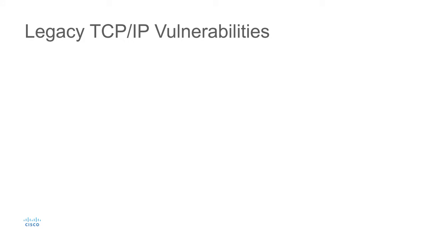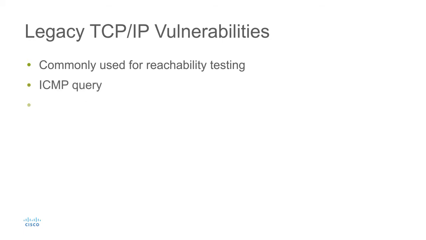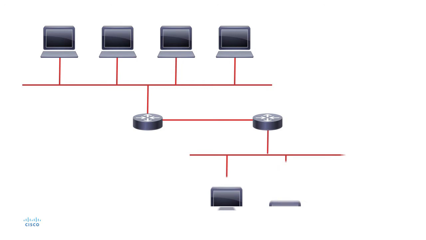ICMP as a protocol is extremely handy for testing connectivity. The protocol itself is designed with two main types of messages. There are query messages and error messages. In a simple fashion, we use ICMP to test reachability.